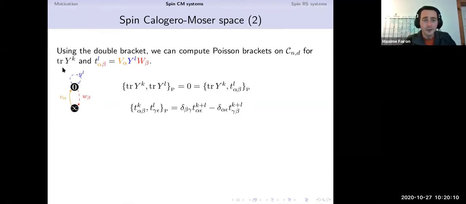So the idea to get more Poisson commuting functions in that case is to look at the quiver. And what's the simplest thing that you can do except going through the loop y k times or l times? Well, you can decide to first begin at infinity, take one of these v alpha arrows to go up, then go l times through your loop, and then go back to infinity using one of these double arrows. And you can compute all of that just with the double bracket: all these functions Poisson commute with the trace of y to the k.